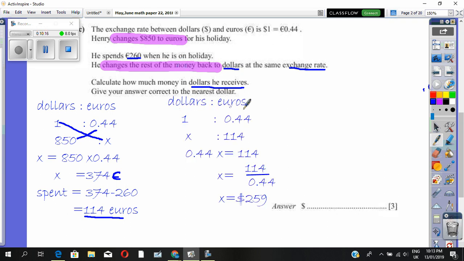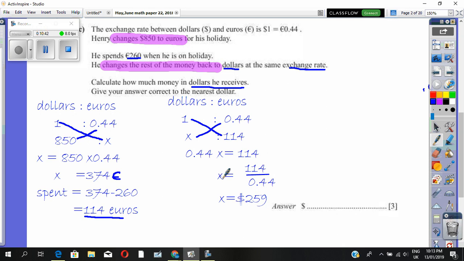Okay, again, we're supposed to use the same method, dollars and euros, with the ratio method. $1, the rate is the same, 0.44, and X is unknown in dollars, and he has euros. Now he has 114 euros. Again, with cross multiplication we can say 0.44x equals 1 times 114.